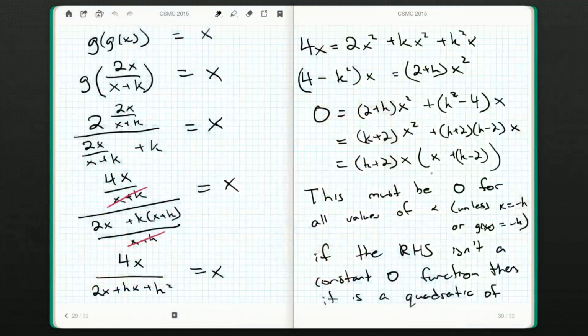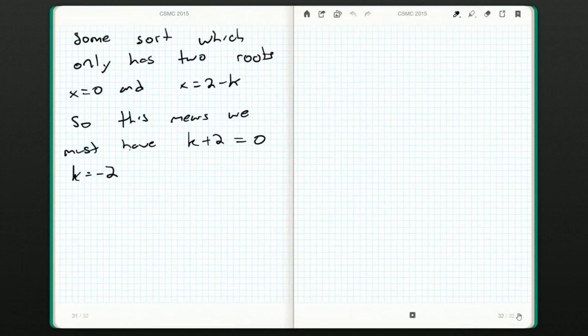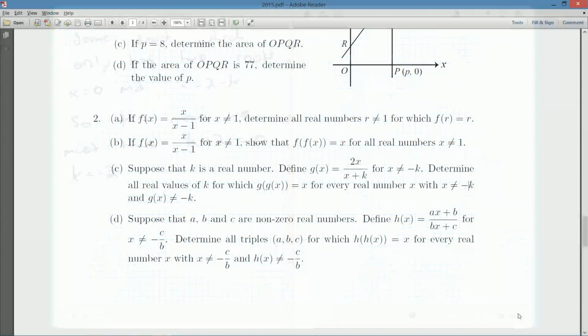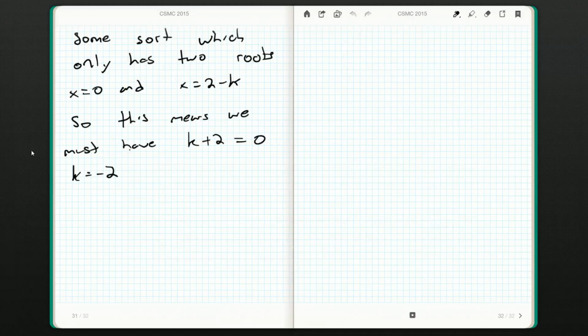Okay? So, we get k is negative 2. And in that case, we're all set. So we determined all real values of k. We got them all. It's got to be k is equal to negative 2.